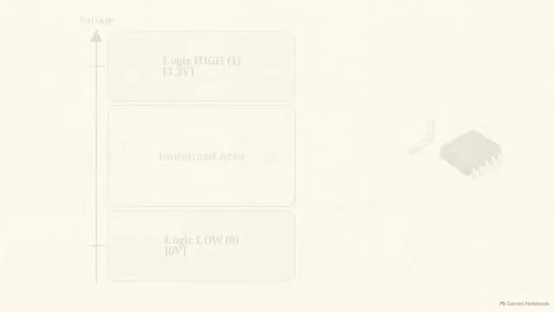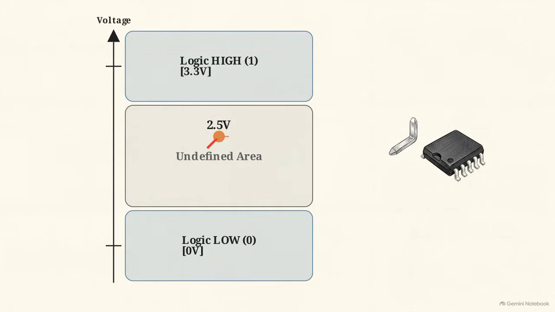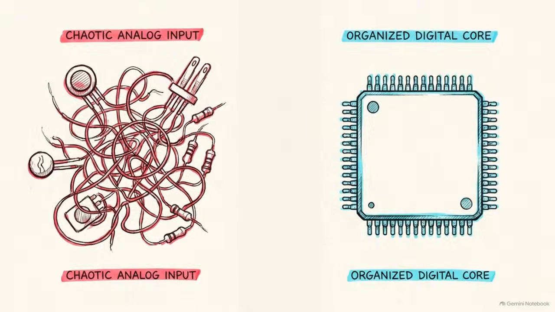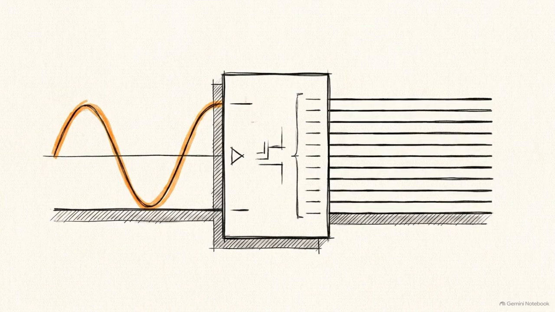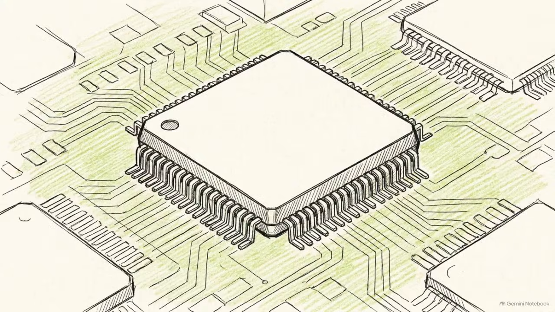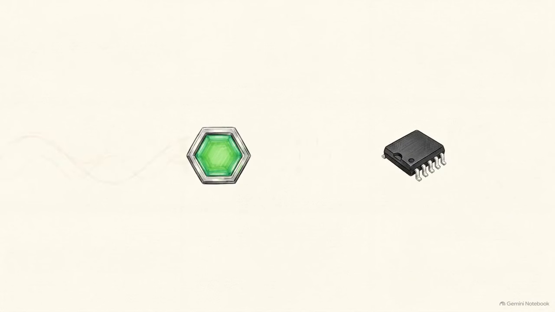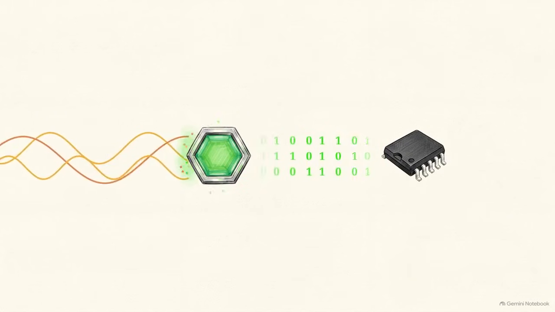If you try to feed an analog voltage, say exactly 2.5 volts, directly into a standard digital logic pin, the processor simply cannot interpret it. The voltage falls awkwardly into a gray area between the chip's defined high and low logic thresholds. To make sense of the physical environment, the processor needs a dedicated hardware bridge. That bridge is the analog to digital converter, or ADC. Without this translator, the microcontroller is completely blind to its surroundings. The ADC serves as the sole gateway for environmental perception.